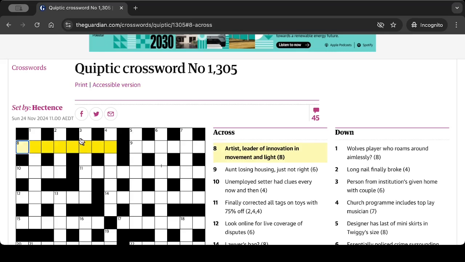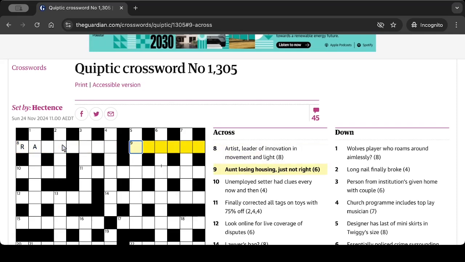8 across. Artist, leader of innovation in movement and light. Artist is often abbreviated to RA, so Royal Academy, which I had no idea about until I started doing cryptic crosswords. Leader of innovation could be the letter I, and in movement could mean it's inside a word meaning movement. So I'm thinking things like radiation or whatever, because that could give the straight part light. Doesn't jump out at me for now. I'm going to leave the RA in and we'll come back to that.